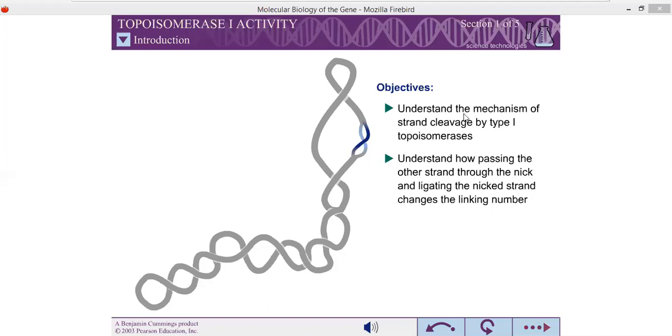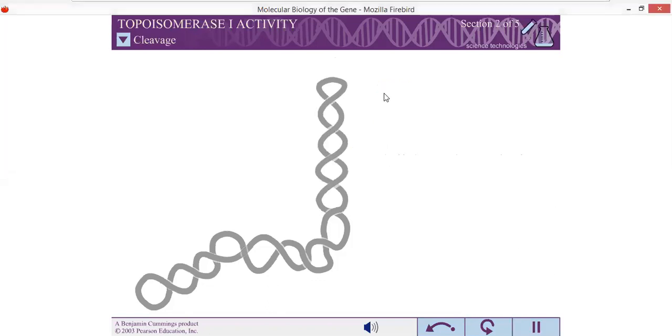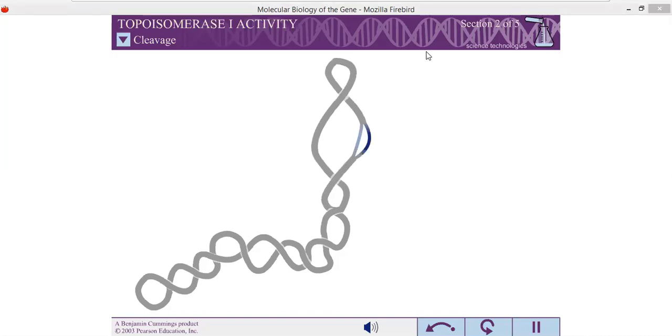Now see, we have to understand the mechanism of strand cleavage by type 1 topoisomerase. Understand how the passage of other strands to the nick and ligating the nicked strand changes the linking number. Now how does this take place? That we will have to understand. Moving forward, we would be looking at the structure of the type 1 topoisomerase. Note, all these animations are just for structure and understanding. They do not represent the actual reaction, but provide an example of the reaction pathway used by many, but not all, type 1 topoisomerases. These type 1 topoisomerases can only bind to segments of DNA in which the two strands are melted, that is, segments where the strands have separated.